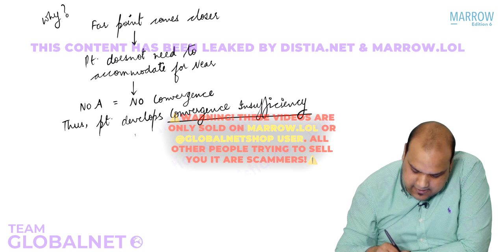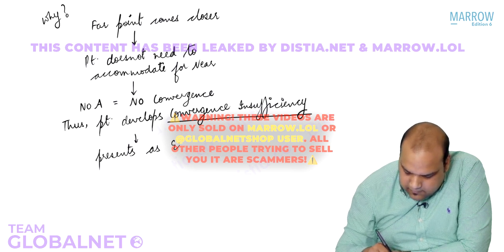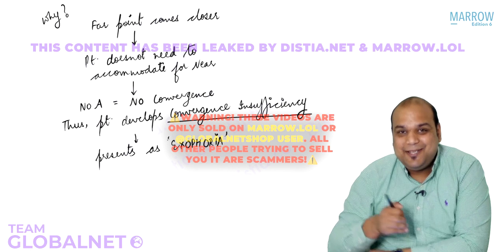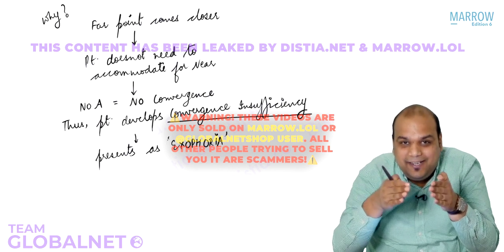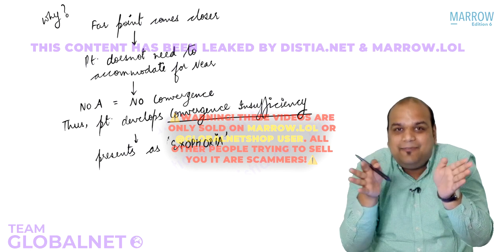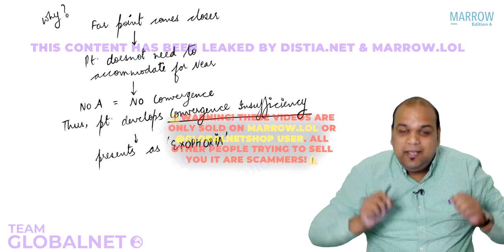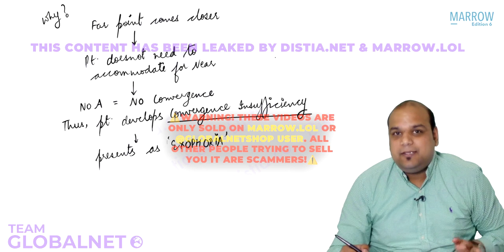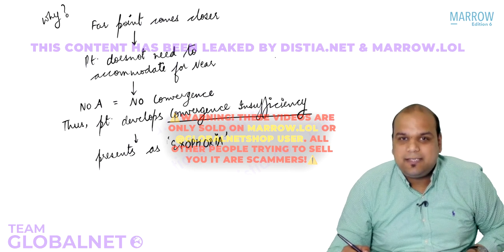Convergence insufficiency presents as exophoria. The eye forgets how to converge. So instead of converging, it gets into the mode of slightly diverging. Diverging means going out, and thus I say it develops exophoria. I hope you are clear about this. I hope there is no confusion about this. Am I clear to everybody?